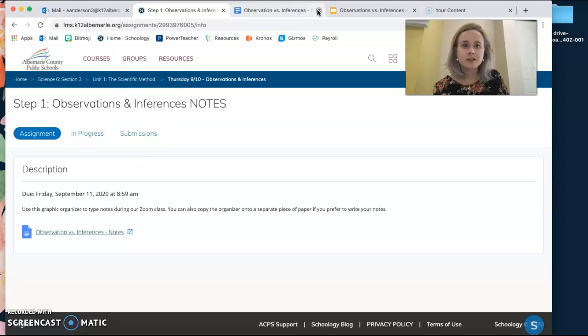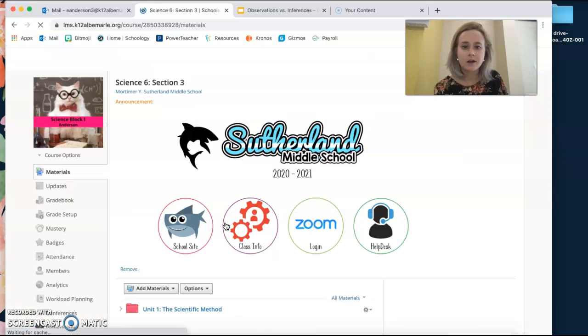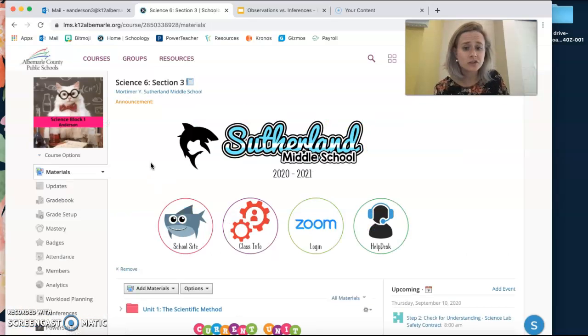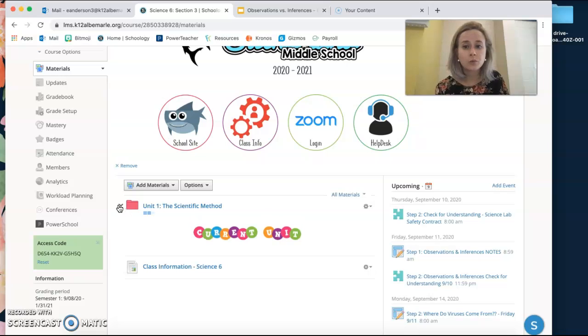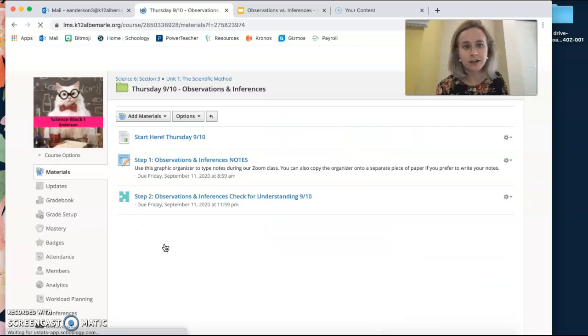All right, the first thing you're going to do is go to your science class in Zoom. So I'm going to choose Block 1 Science, but you just choose whichever science class you have. We're in Unit 1, the Scientific Method, and you're going to choose today, Thursday, September 10th. It's the green folder right here.